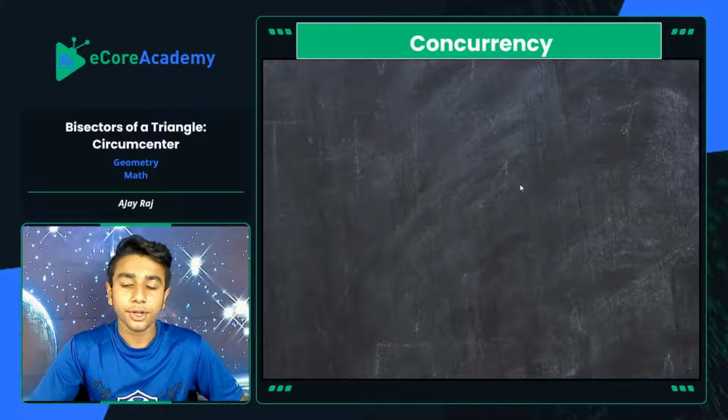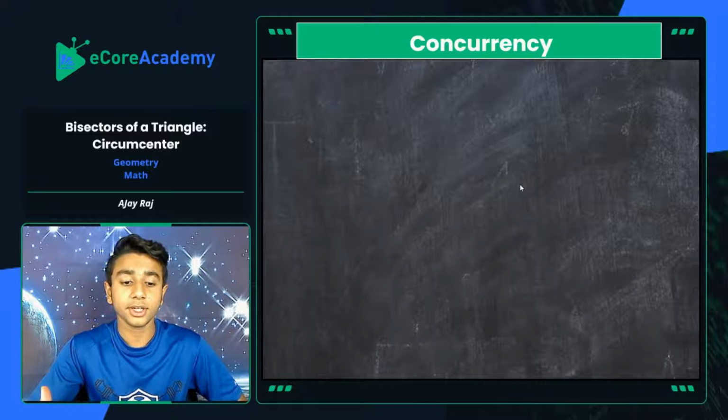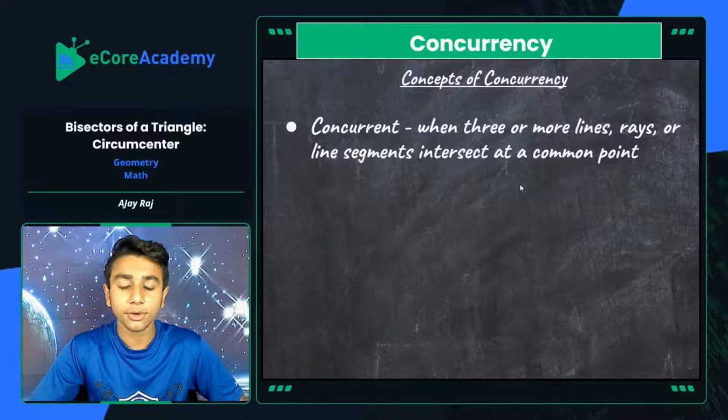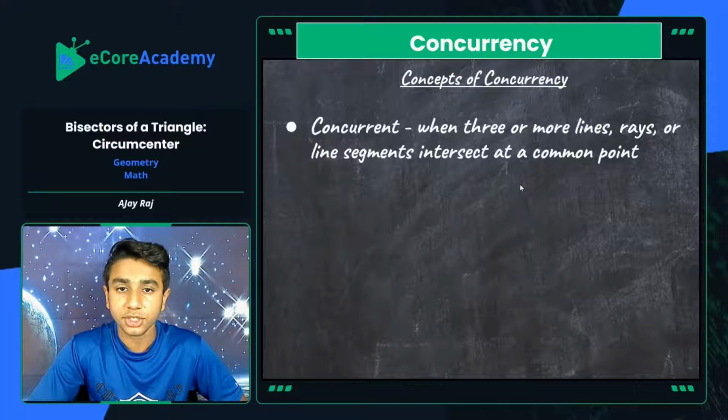Concurrency is very important in order to open up our topic of bisectors. In order to understand bisectors and how they create the circumcenter, we're going to be looking at a basic fundamental concept called concurrency. To be concurrent, three or more lines, rays, or line segments intersect at a common point. That point has to do with the circumcenter, of course.